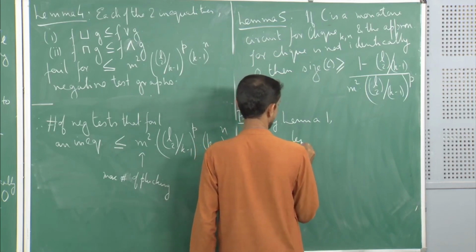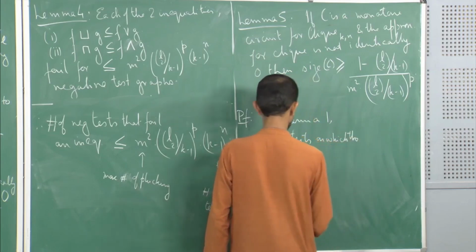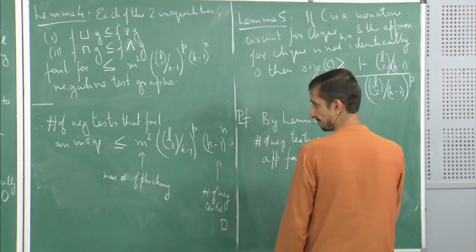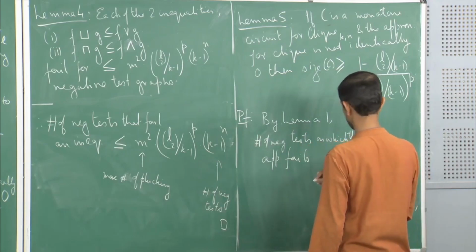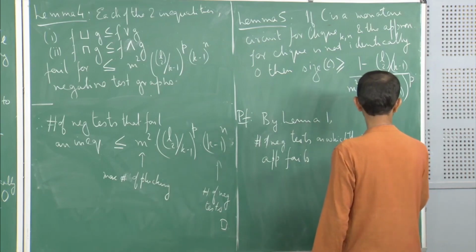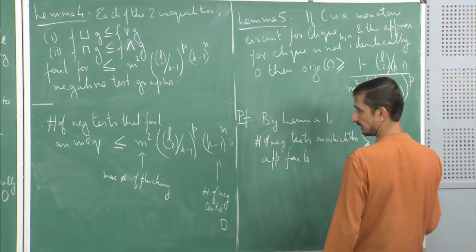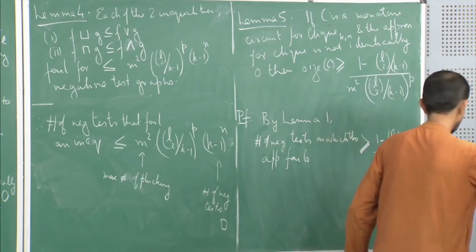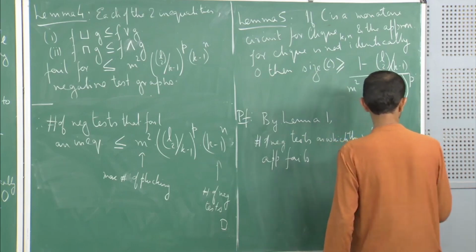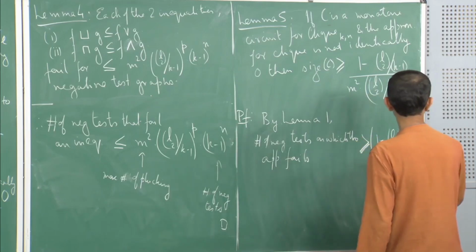the number of negative tests on which the approximator fails is at least (1 minus L choose 2 by K minus 1) whole, into (K minus 1) raised to the power n.